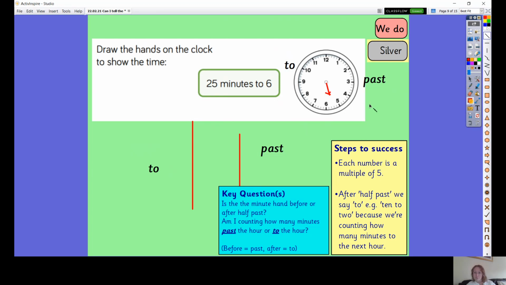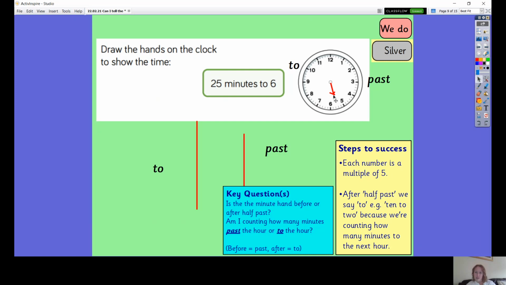Okay, so I can do little arrows if I want to. Mine looks like it's pointing a bit too close to 5, really, but it doesn't matter. So it's 25 minutes to 6. Okay, so it's on its way to 6 o'clock. It's gone past the 5.